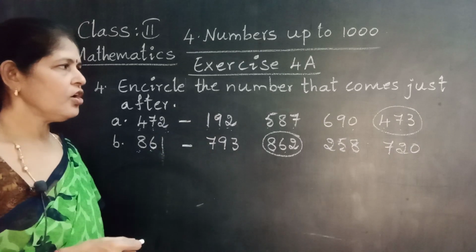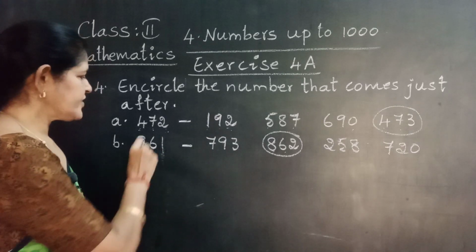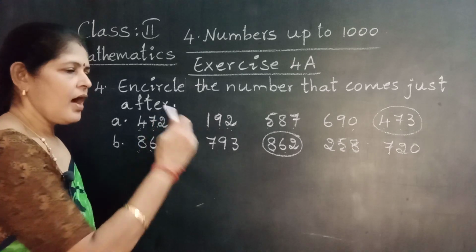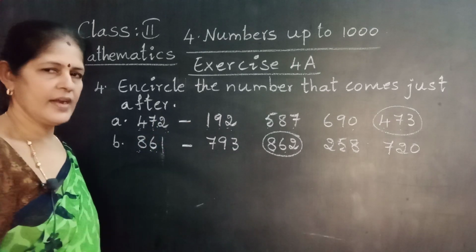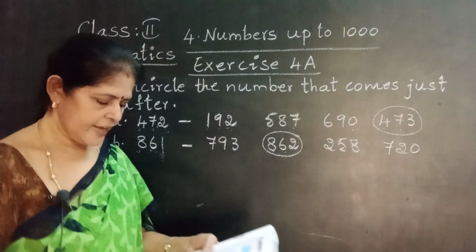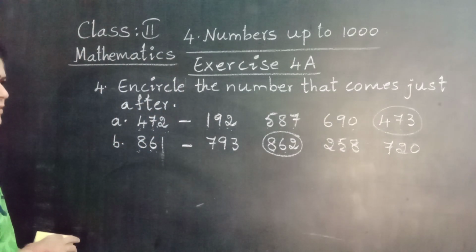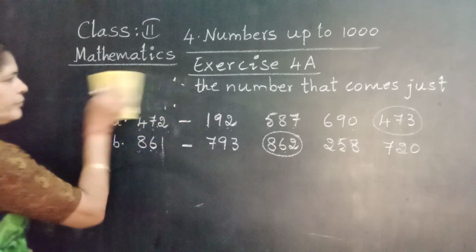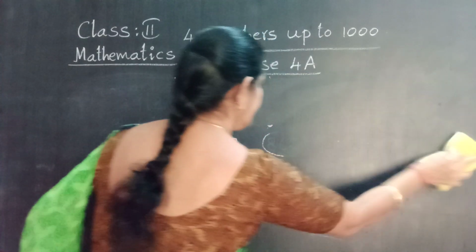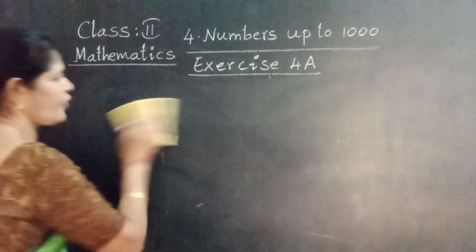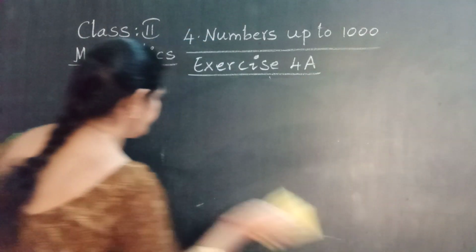This is the number which comes just after the given number. After means next number. Understood, my dear children? Go to next, Roman 5. That means question number 5. Ready? Okay.